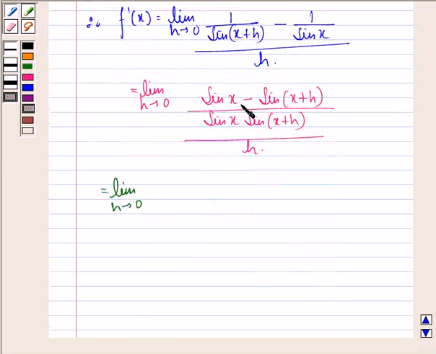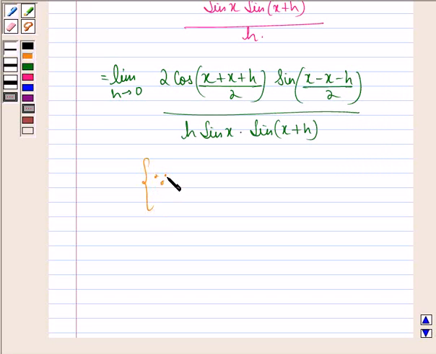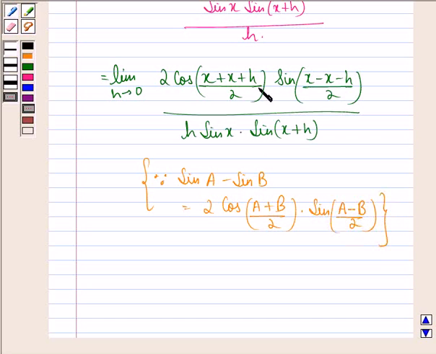Now, sin x minus sin of x plus h can be written as 2 cos x plus h by 2 sin x minus h by 2 divided by h into sin x into sin of x plus h. Now, this happens because we see that sin A minus sin B can be written as 2 cos A plus B by 2 into sin A minus B by 2. So, we have got this.